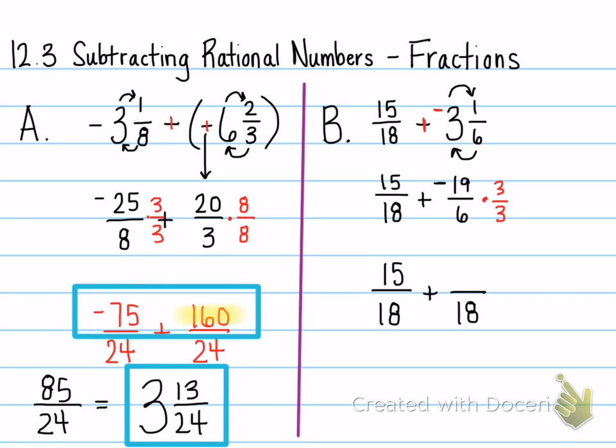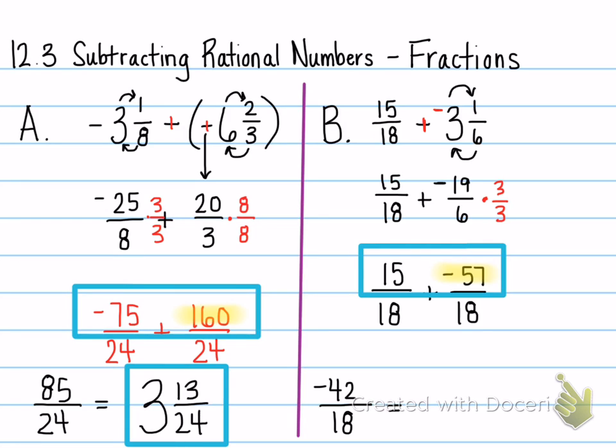Negative 19 times 3 is negative 57. Since I have that 18 in my denominator, I can keep that there. And remember, you're only dealing with the numerators. So I have 15 plus negative 57. I'm adding numbers with different signs. When the signs are different, I will subtract the numbers. So 57 minus 15 is 42. Since the 57 is bigger and it's negative, that means I have more negatives than positives. So it will be negative 42 over 18. I need to change this to a mixed number because it's improper.